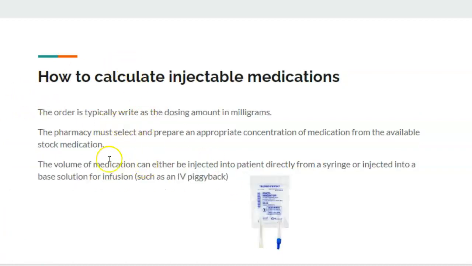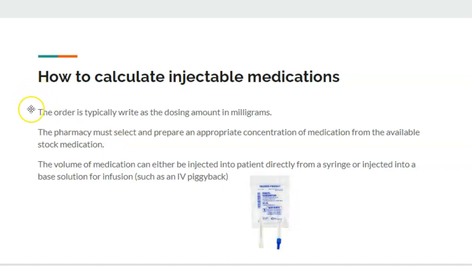So how to calculate injectables. This is an IV piggyback. So we'll calculate, let's say we're going to give them furosemide. We're going to inject so much into this IV piggyback, and we're going to hang it for the patient for 20 minutes, and it's going to infuse over 20 minutes. That's what that means by that.